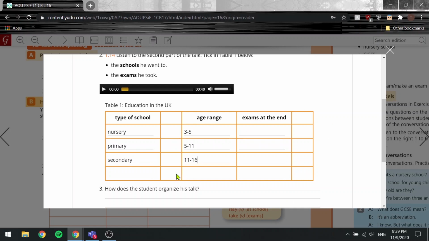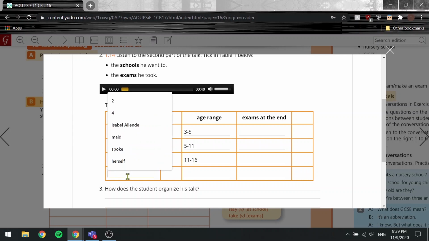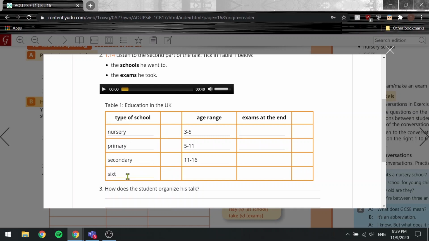I'll come back to the exams in a second. So type of school, now we're on secondary from 11 to 16. And the final one, if you decide to take it, you have something called the sixth form. Okay, and that lasts for 2 years, which is from 16 to 18. Okay, now let's take a look at the exams at the end of each type. So for nursery, you don't have any. This is just the beginning of life. And then for primary, in most schools, again, none. So we'll say most, and then I'll say none.